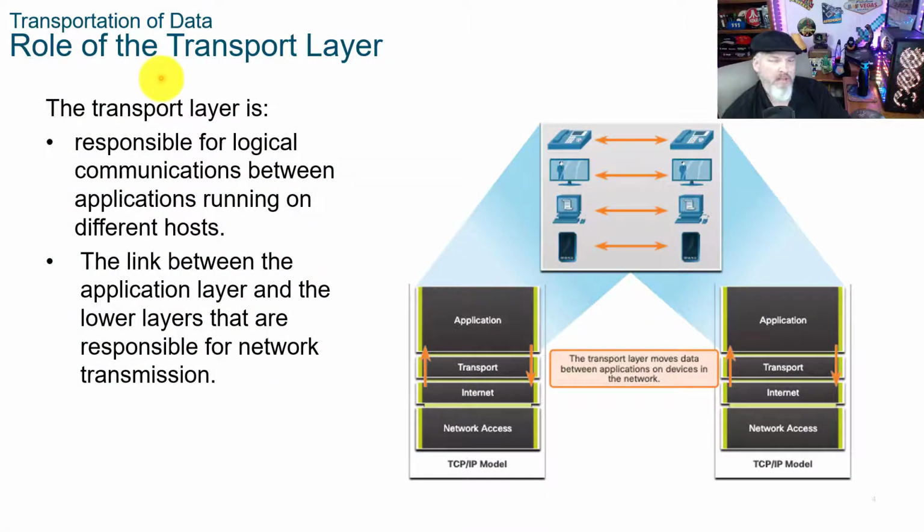Transportation of data. The role of the transport layer is to transport data. It's responsible for logical communications between applications running on different hosts. The link between the application layer and the lower layers that are responsible for network transmission. If we're looking at the TCP/IP model here, it's at this layer right here. You have your network access, your internet layer, and then your transport layer.